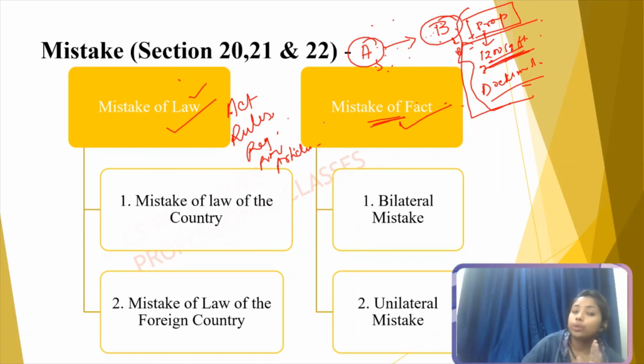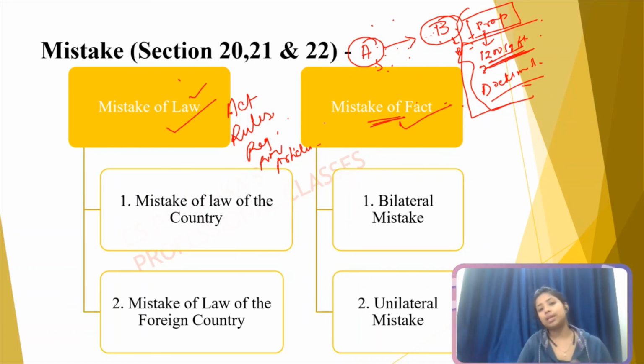That means without knowing the law, if you enter into a contract and make any mistake, we can say mistake of law. And fact means without knowing the details and particulars about the plot or property, if you make any mistakes, we can say it's a mistake of fact.